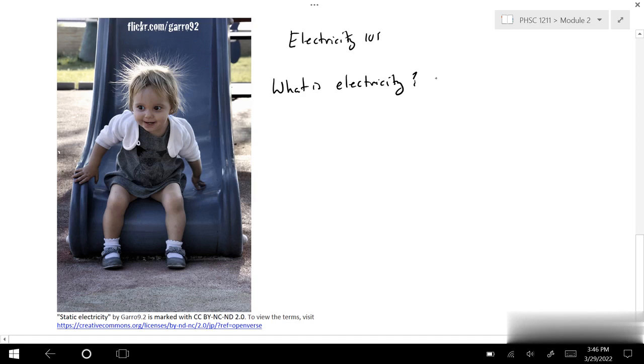So what is electricity? In layman's terms, it's the movement of charged particles. Now, specifically, we're going to focus on the movement of the electron. Electricity is really the flow of electrons, but sometimes you can get protons moving. But we're really going to focus on the movement of the electrons.